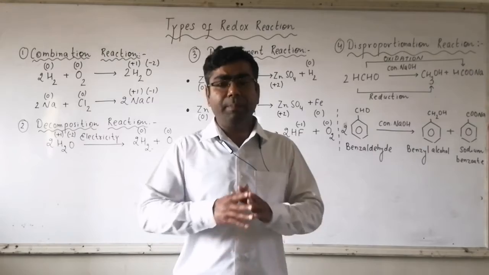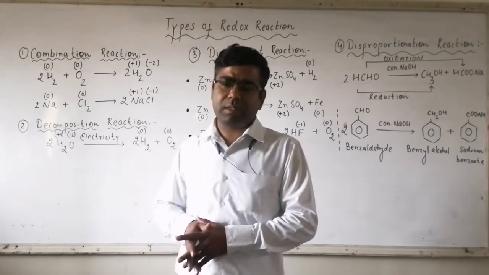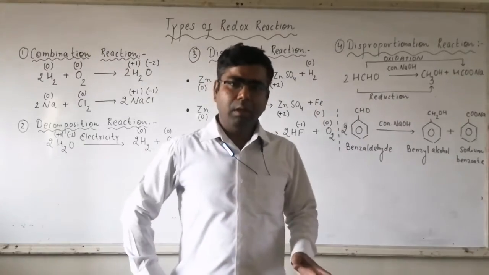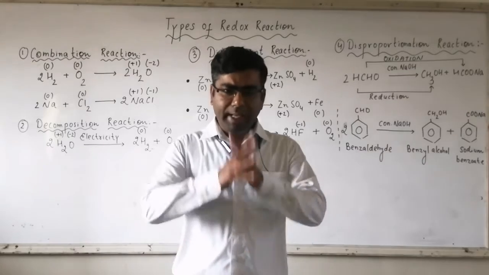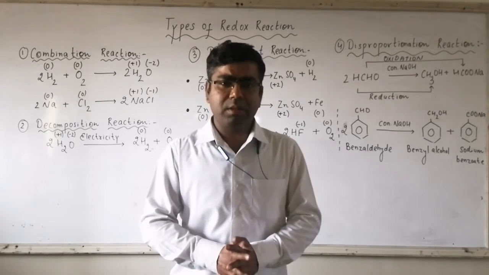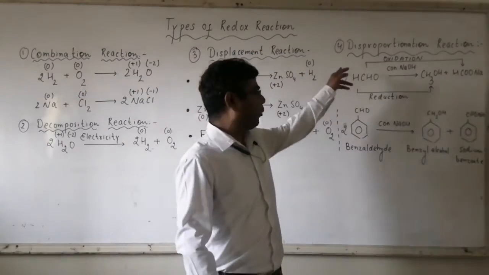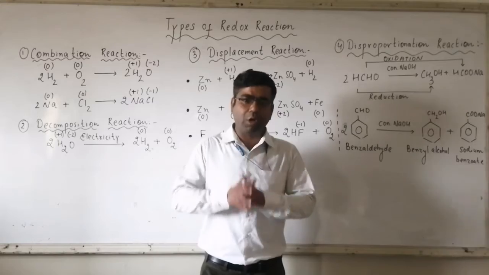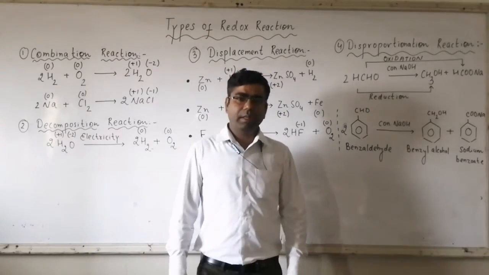You know it very well that in compound we are having molecules. So some of the molecules will show oxidation while rest of the molecules will show reduction. So in disproportionation reaction, the same compound undergoes oxidation and reduction. This is called disproportionation reaction, or this is called self-oxidation and reduction reaction.